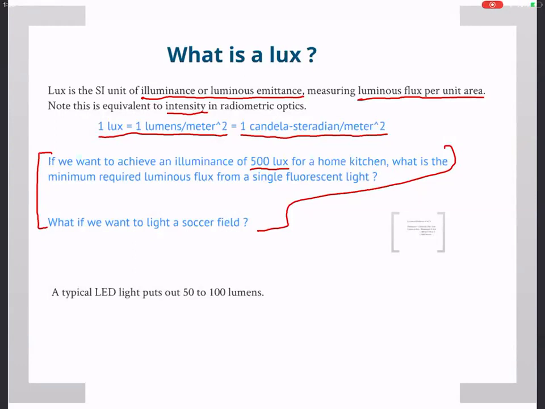Okay, were you able to discuss it at all? How would you solve this problem? So we just times the areas. Sorry, what times area? 500 lux. Yes, just use the illuminance times the area, like the soccer field area. Right. That's correct.